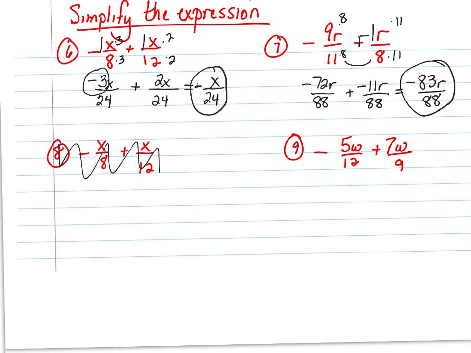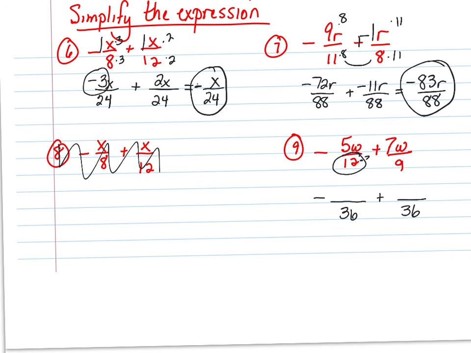Okay? So we really only have one more problem to do. So negative 5W over 12 plus 7W over 9. Common denominator between 12 and 9. I always look at the biggest denominator and say, okay, 12. Does 9 go into it evenly? No, it sure doesn't. So then I get the next multiple of it, which is 24. 9 does not go into 24 either, so I get the next multiple, which is 36. Does 9 go into 36 evenly? Yep. So we're going to make these out of 36.